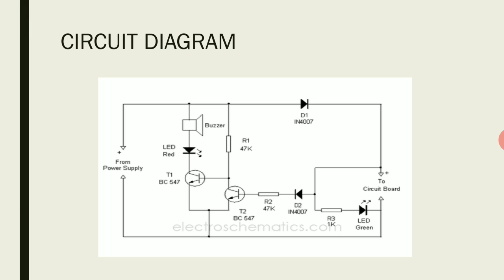If there is a short circuit in the board, diode D2 reverse biases and T2 turns off. Now the base of T1 becomes high and it conducts. This turns on the buzzer and red LED to indicate the short circuit.